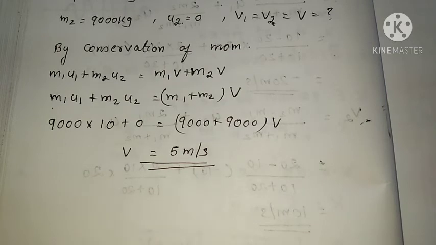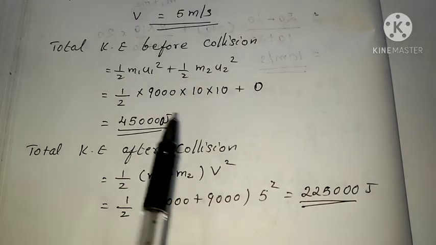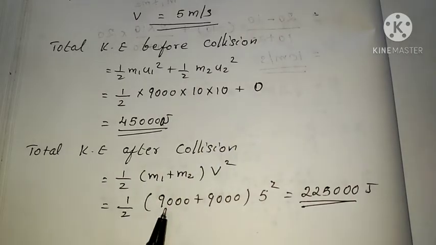To find out what type of collision, you want to find out the kinetic energy. With respect to the kinetic energy before collision and after collision, we want to conclude what type of collision, is it elastic or inelastic? Clear? You studied that in the elastic collision, there is no loss of kinetic energy, but in the inelastic collision there is loss of kinetic energy. We can find out the kinetic energy before and after collision.